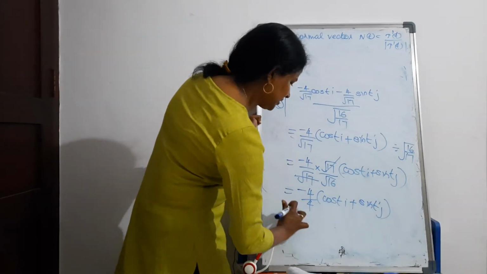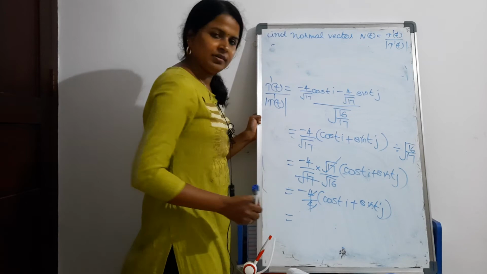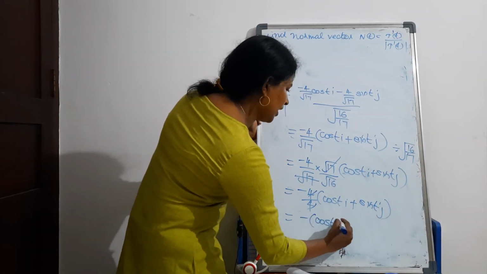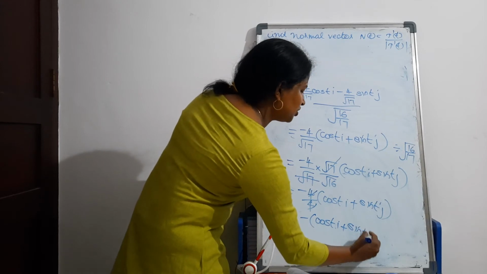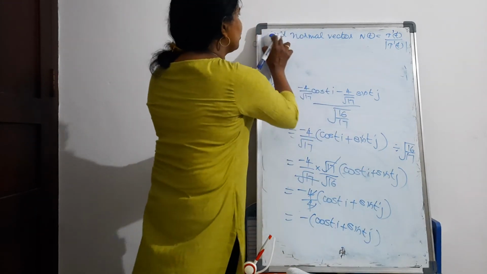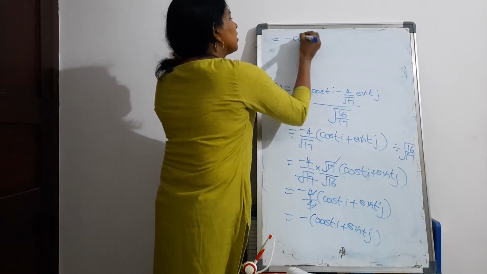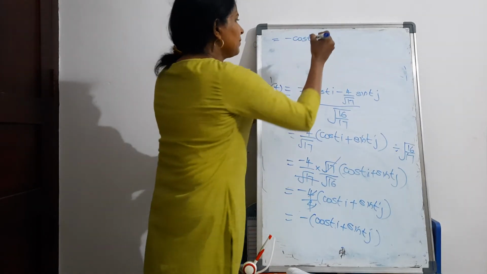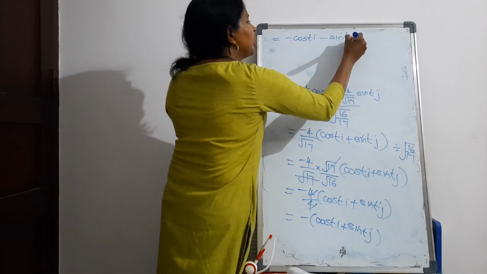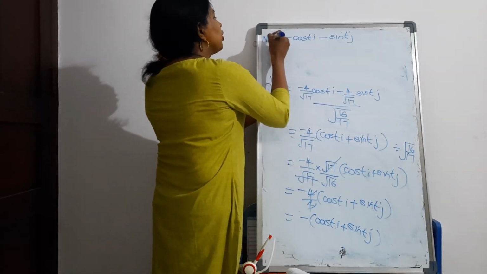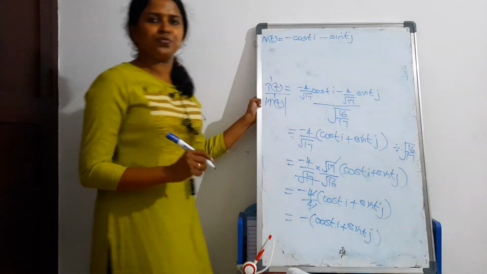Minus 4 and 4 cancel. Here minus of cos t i plus sin t j, that is equal to minus cos t i minus sin t j. This is the unit normal vector N of t.